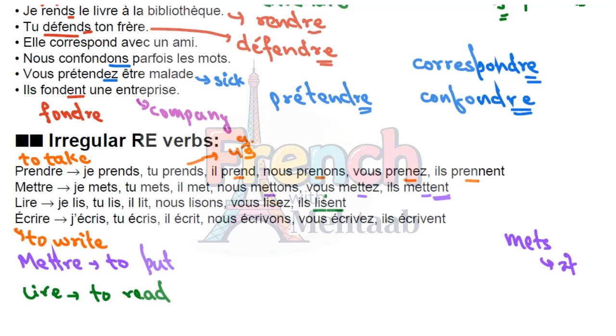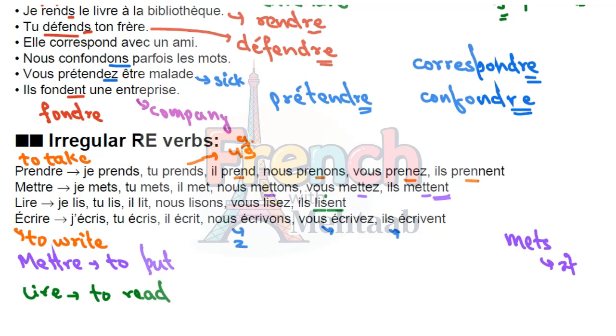Il écrit. We write, nous écrivons. Nous écrivons, because here S and E are together, so this would be pronounced as Z. Again, vous écrivez. Vous écrivez. And then finally, ils écrivent. Elles écrivent.